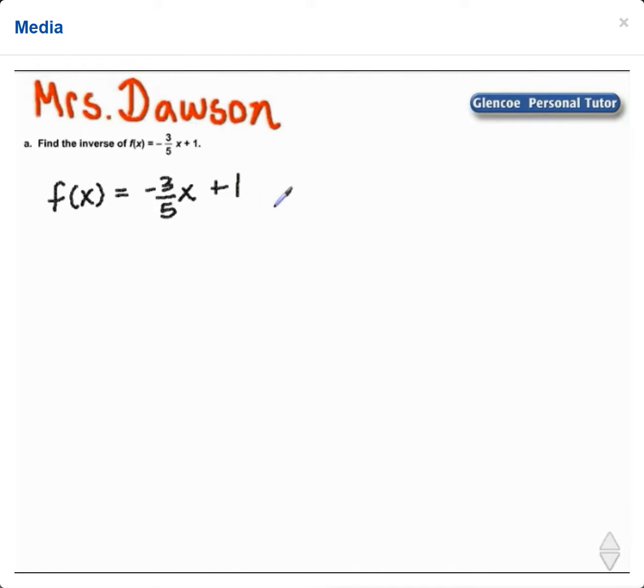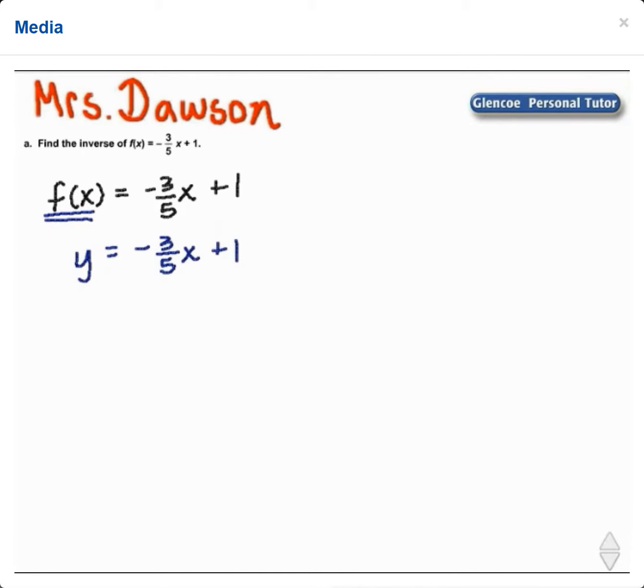Now, if we're going to find an inverse, it's easiest to work with x's and y's. So instead of leaving f of x in the problem, let's replace that with the variable y. Y equals negative 3/5 x plus 1. Function notation, and then we have notation with a y equals. So something you're a little more familiar with.